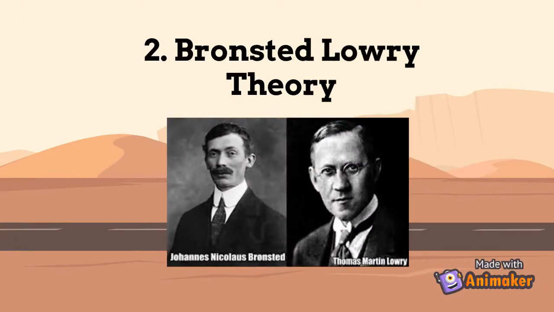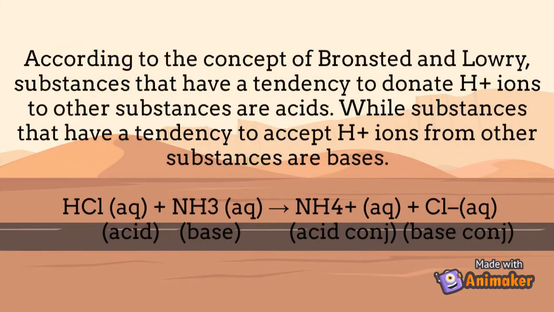Next, the second theory is from Bronsted and Lowry. In 1923, chemists Johannes Nicolaus Bronsted and Thomas Martin Lowry developed a definition of acid and base based on the ability or donor or acceptor of protons. According to the concept of Bronsted and Lowry, substances that have a tendency to donate H+ ion to other substances are acid, while substances that have a tendency to accept H+ ion from other substances are base.